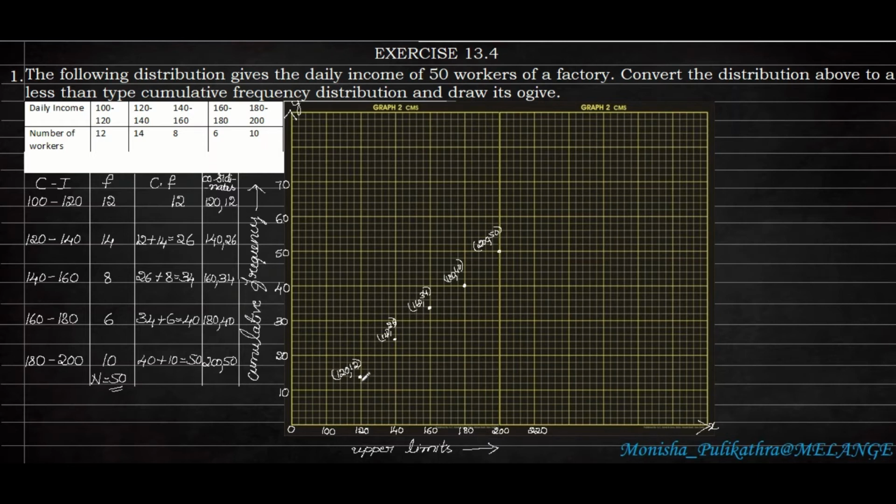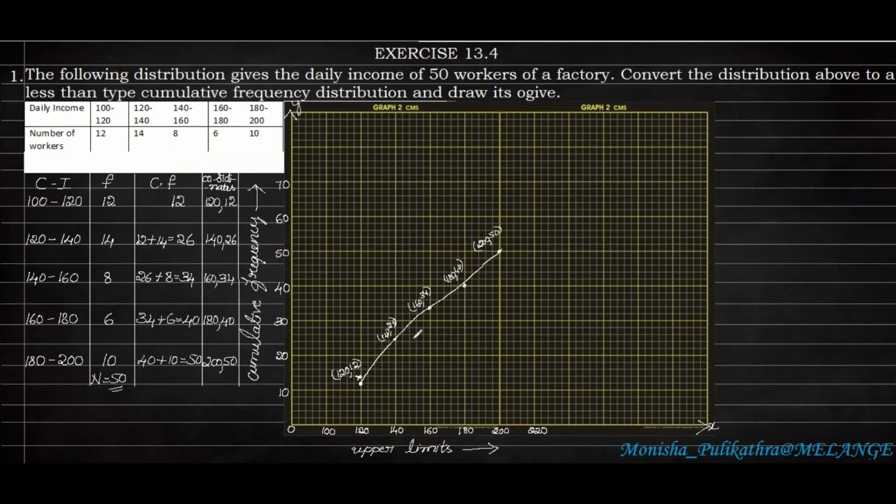So 120 comma 12 should be here. Okay, not here. So 120 comma 12 is the second point. Each millimeter line signifies 2 units. So here it is 120. After this we have to draw the line. There is no need of using any scale here. We can draw the line by just joining the points. So this is the cumulative graph, that is the less than type cumulative frequency distribution graph.